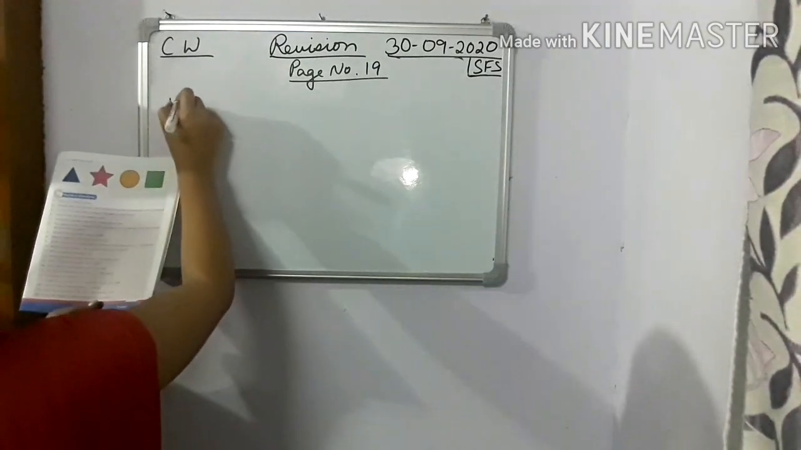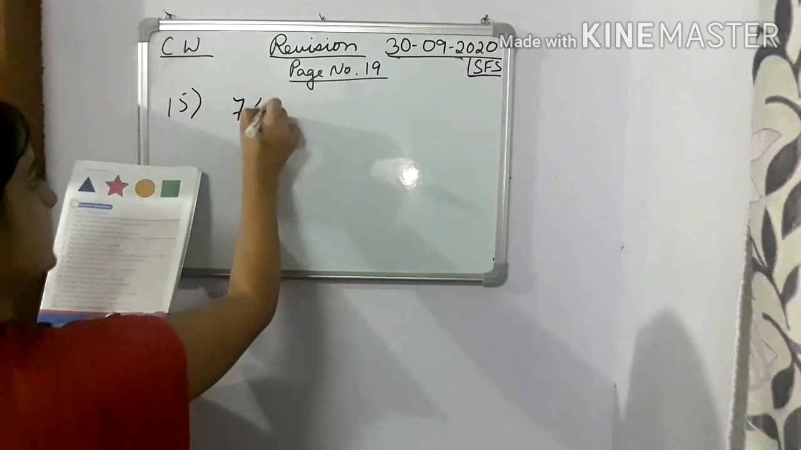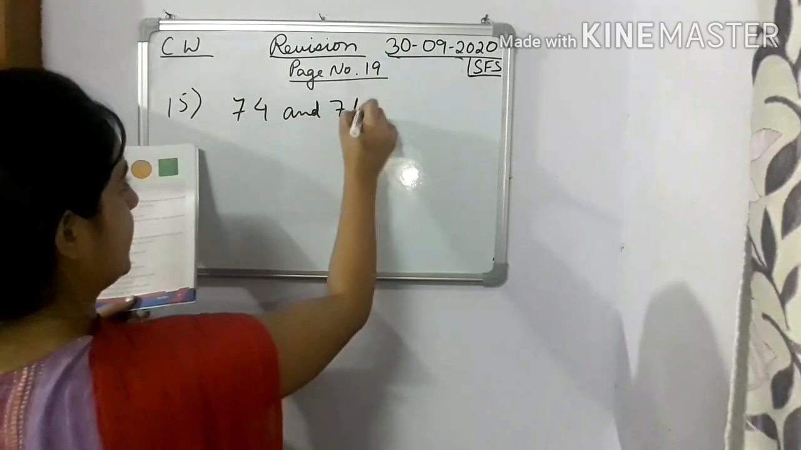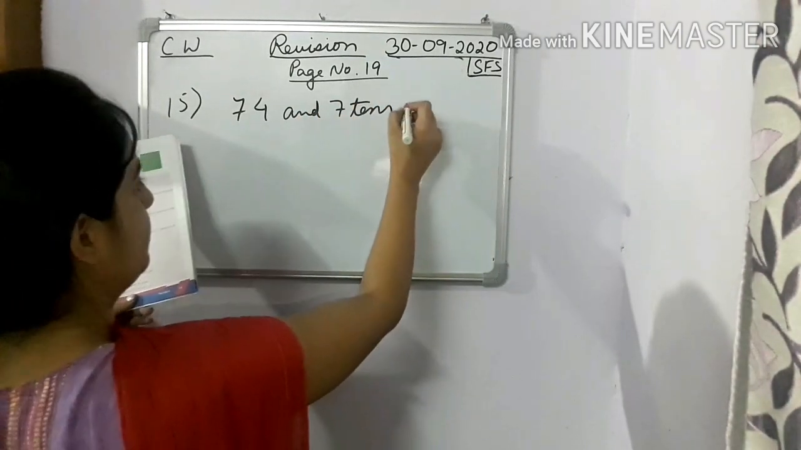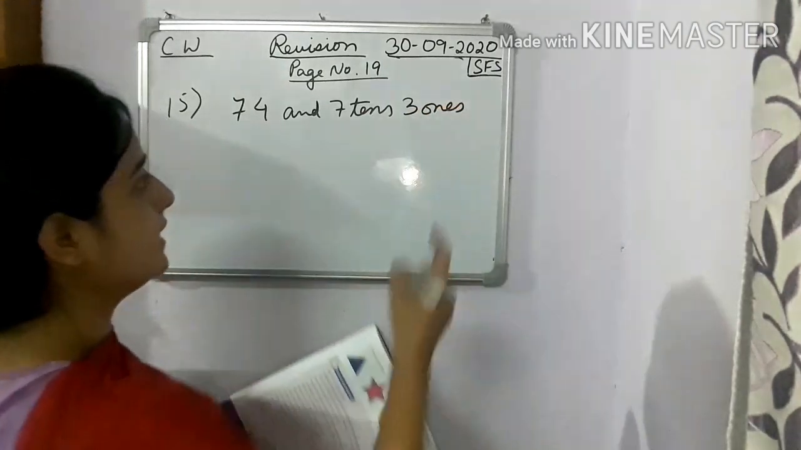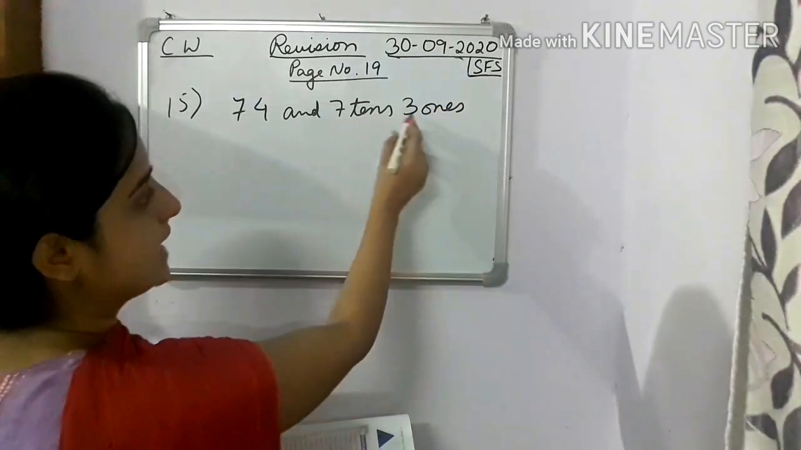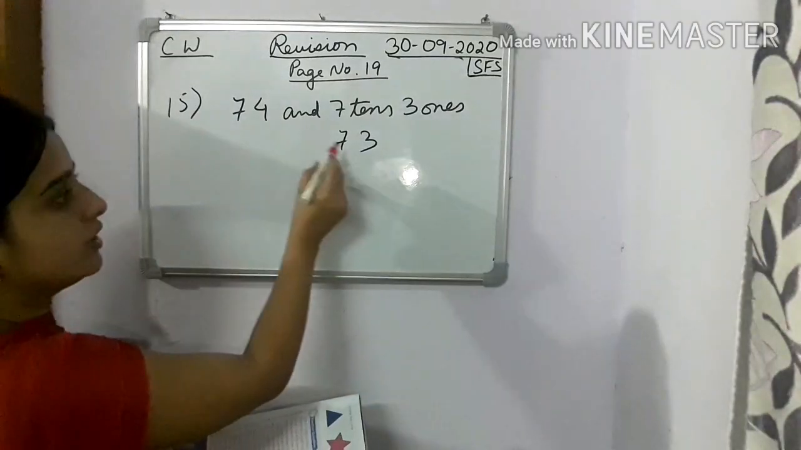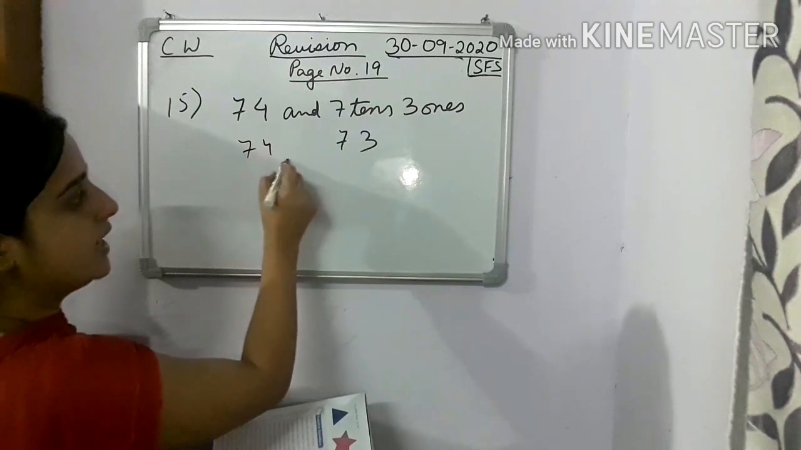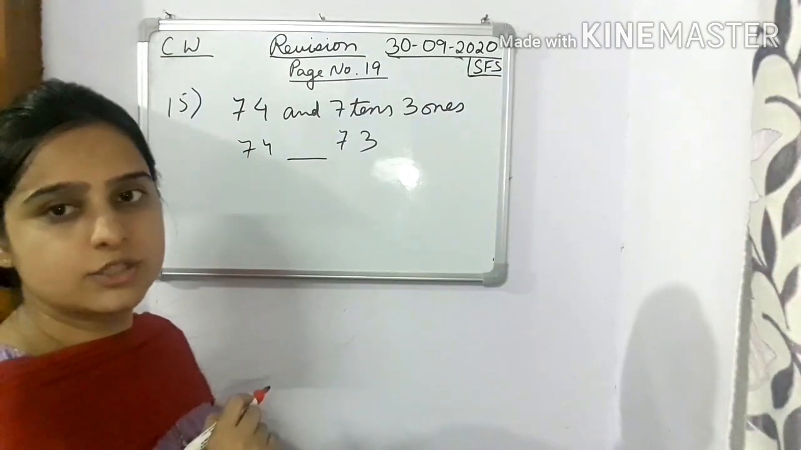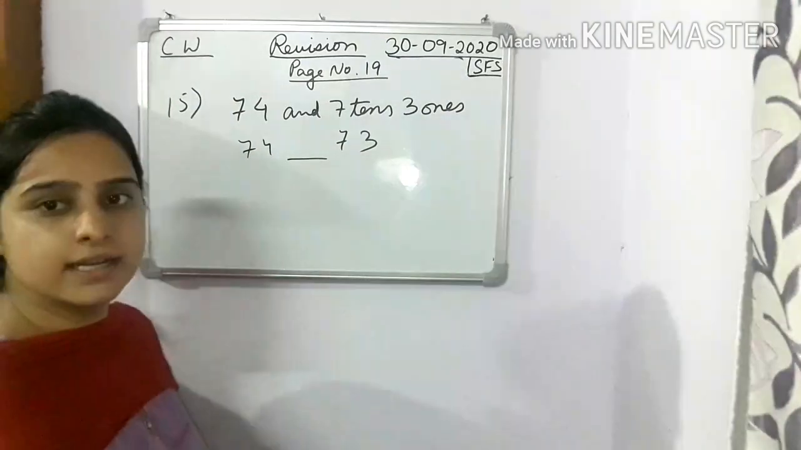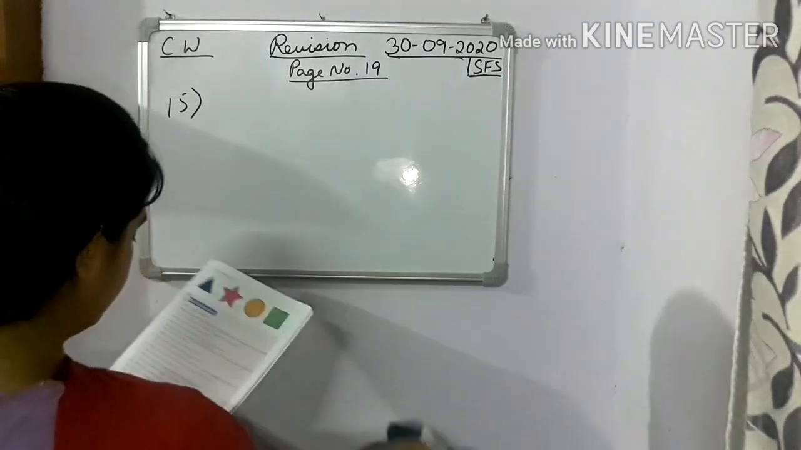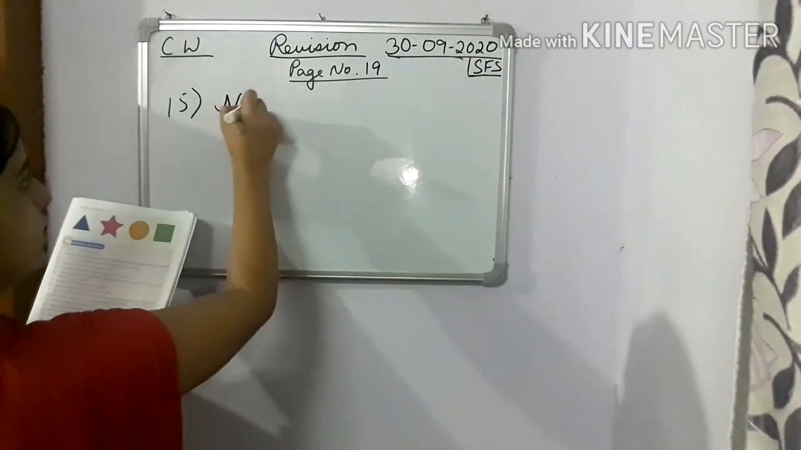Number 15. It's written, are the numbers 74 and 7 tens 3 ones equal, children? 7 tens 3 ones, what does it make? 73. So it is 74 and it is 73. It is not equal, children. 74 is bigger than 73. So the answer is no. It is not equal.